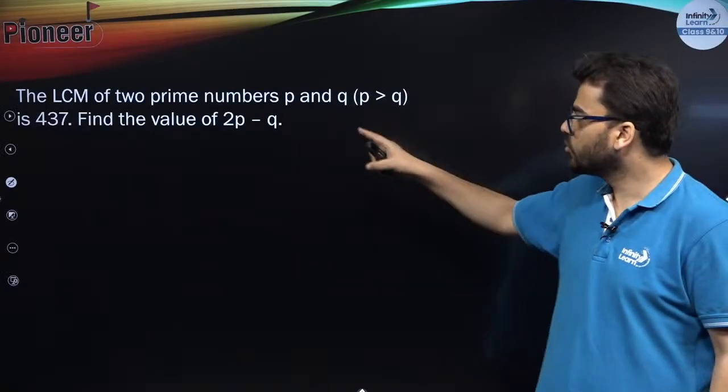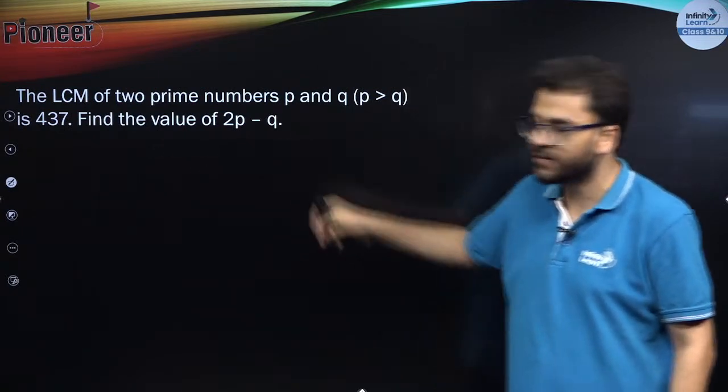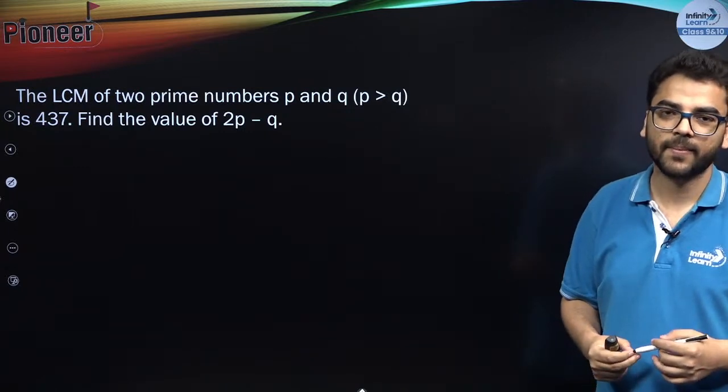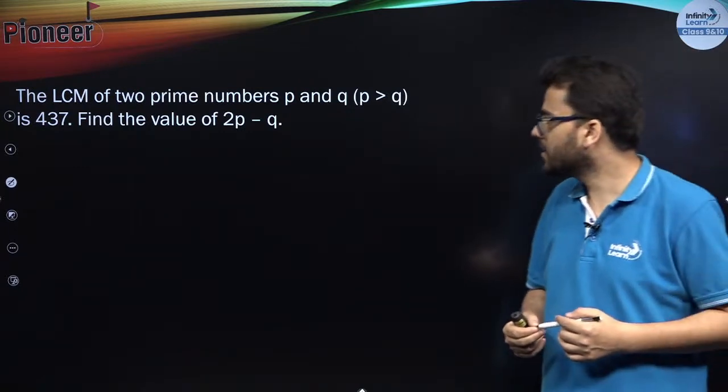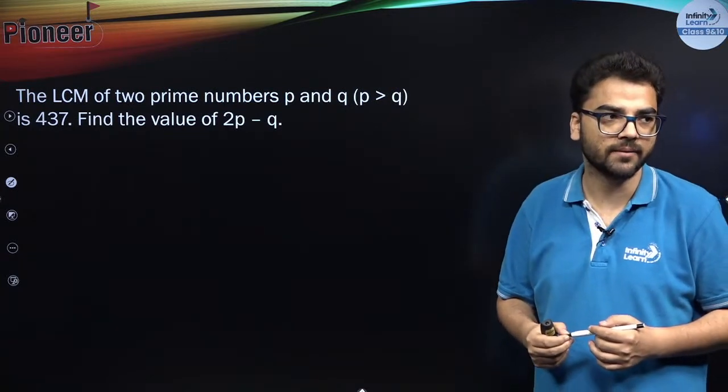The LCM of two prime numbers P and Q, where P is greater than Q, is 437. Can you find the value of 2P minus Q over here?